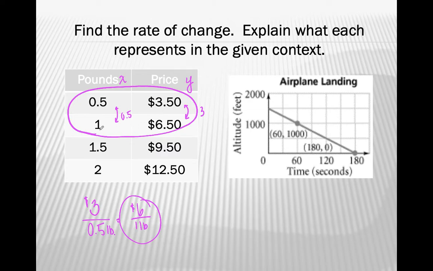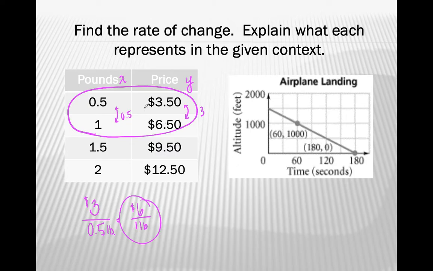Now, if you look at the table, you notice that there is a value in here that says 1 pound is $6.50. So you might be thinking, well, then how is 1 pound $6 if the table tells us 1 pound is $6.50? What that means is that our graph does not start at 0. It starts somewhere else other than 0 on the y-axis. If it started at 0, then you would see the values 1 and 6 in the table.